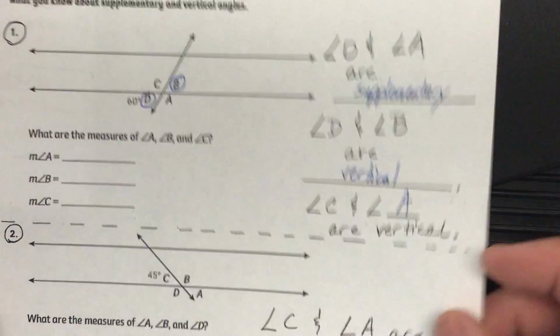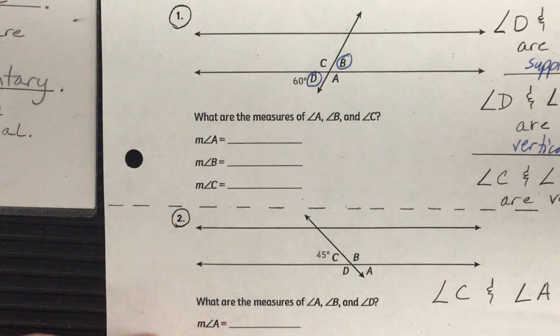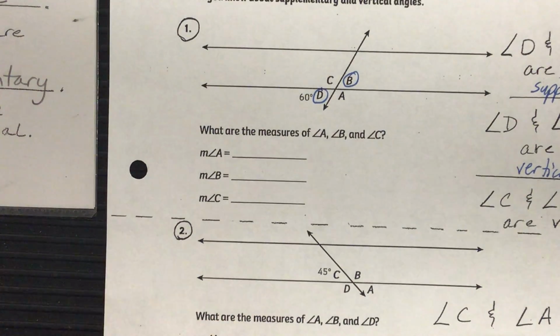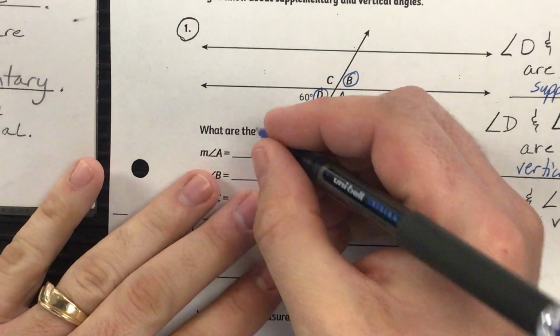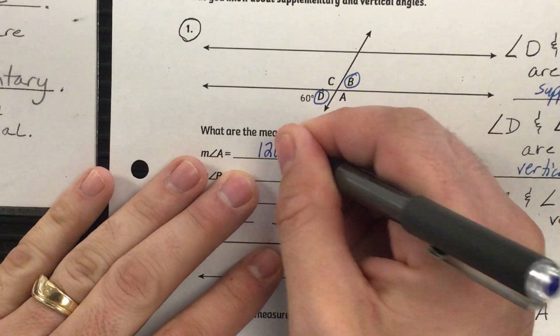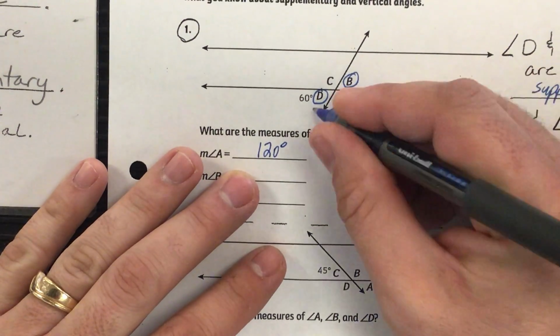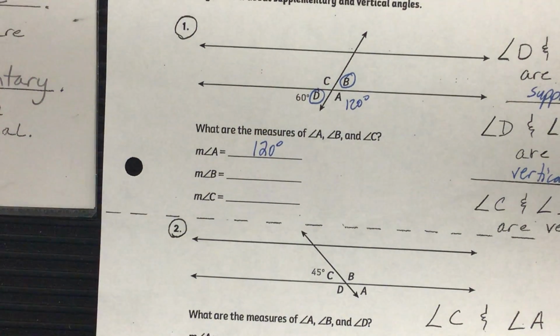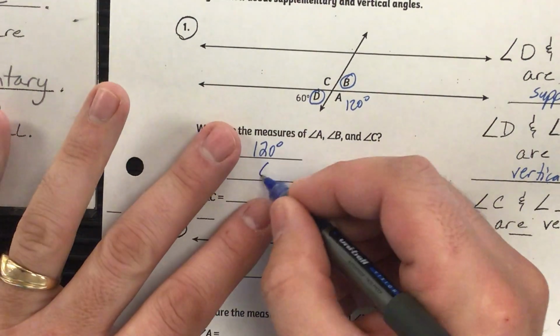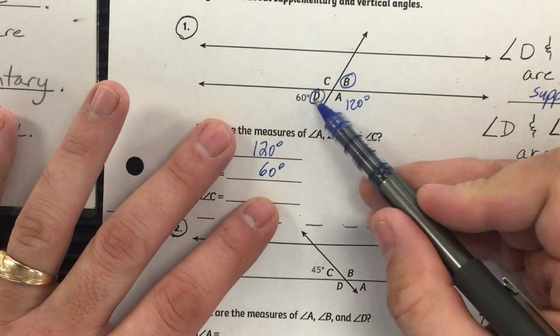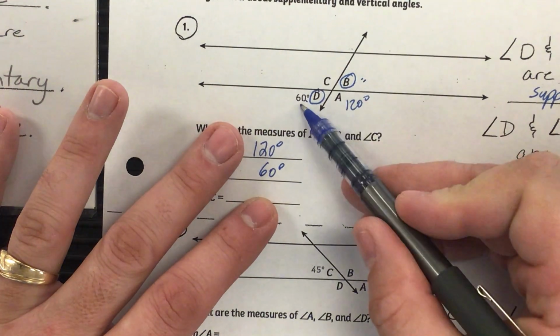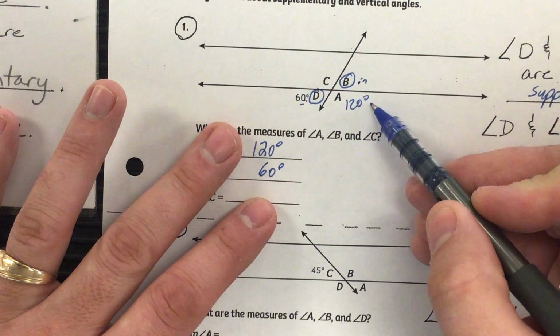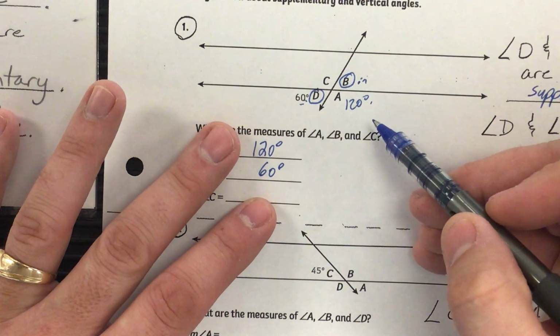Good. Now, let's answer the questions. Measure of angle A is blank. 120. Why? Because 120 plus 60 equals 180. Measure of angle B. 60. Why? Because 60 and 60 go across. They are vertical angles, you could say. Or you could say these two have to add up to 180. There's 2 ways to get 60.